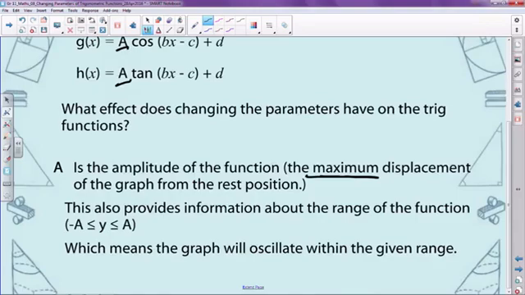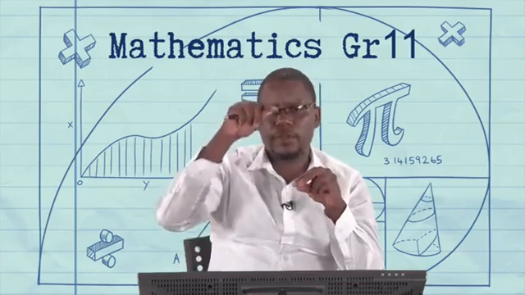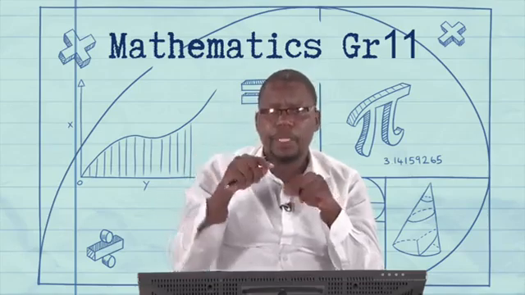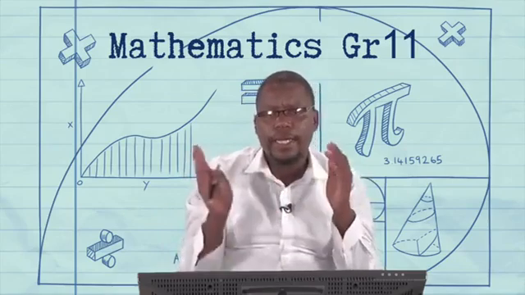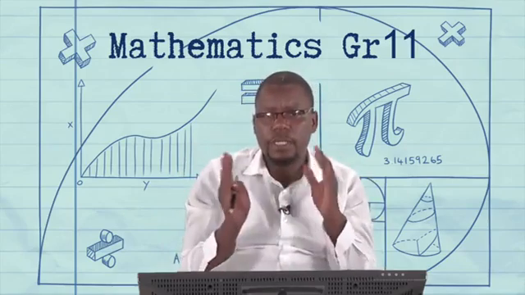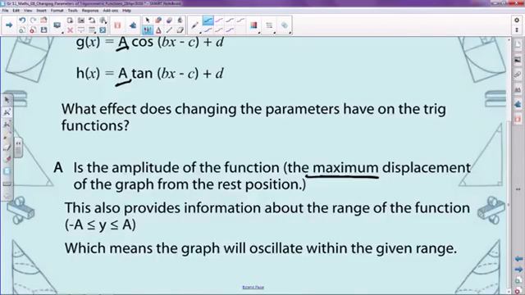So now, if for instance the minimum is minus 1 and the maximum is 3, then your range, your y, is between minus 1 and 3. So it's telling us about your range as well. But A stands for the amplitude of that function, which is the maximum displacement of the graph from the rest position.